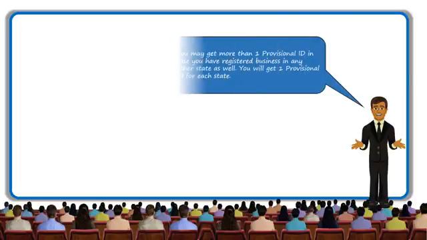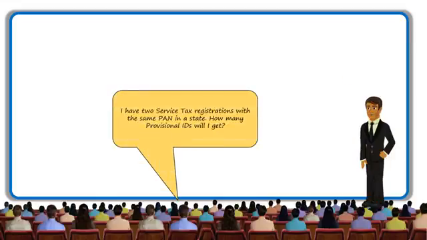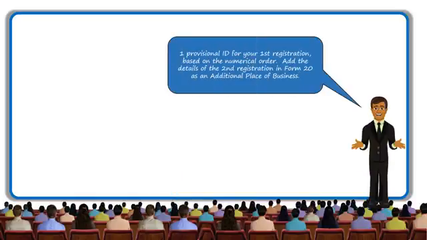You may get more than one provisional ID in case you have registered business in any other state as well. You will get one provisional ID for each state. I have 2 service tax registrations with the same PAN in a state. How many provisional IDs will I get? One provisional ID for your first registration based on the numerical order. Add the details of the second registration in Form 20 as an additional place of business.